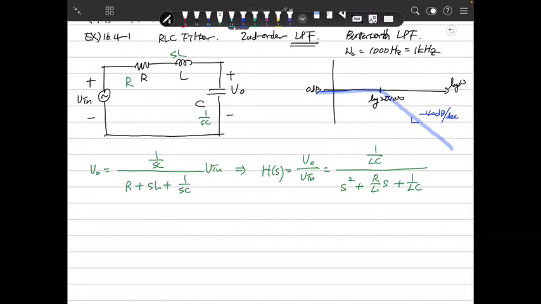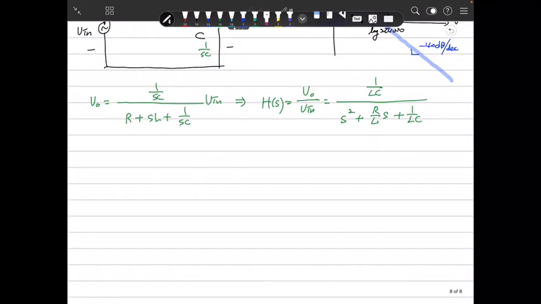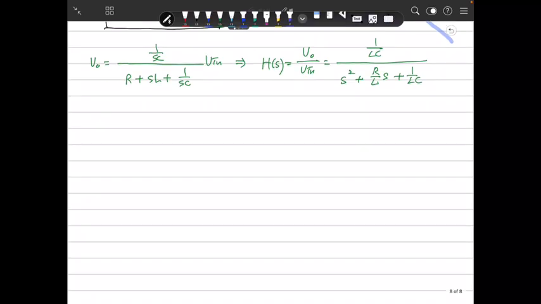Then the problem requires a second-order Butterworth low-pass filter, and the cutoff frequency is 1000 hertz. Then we need to make a Butterworth filter, meaning the Butterworth low-pass filter form, especially where omega C is 1 radian per second.